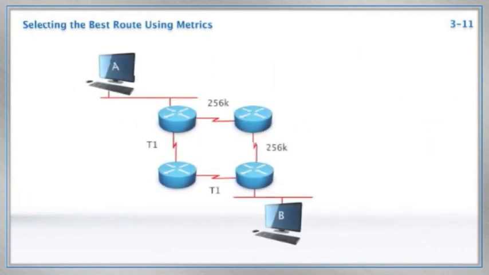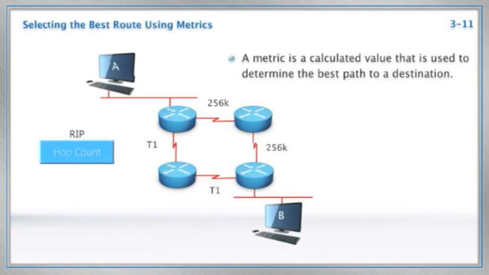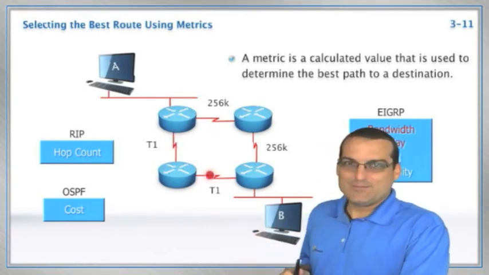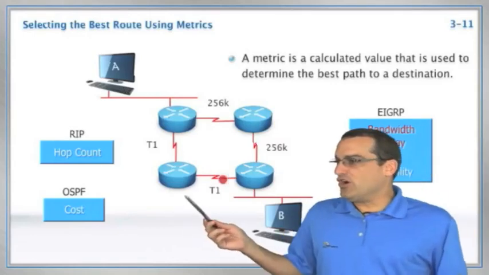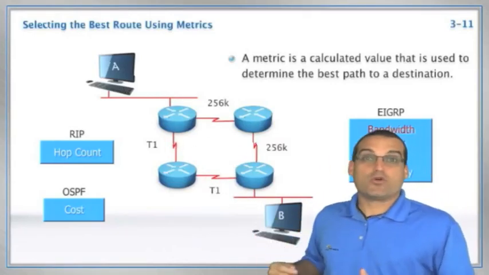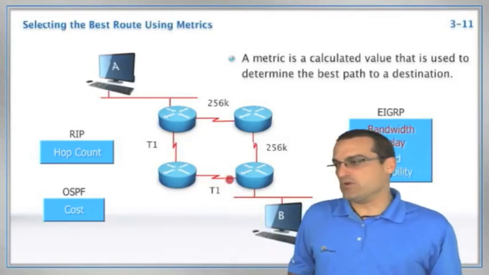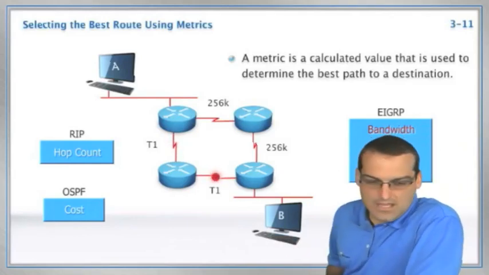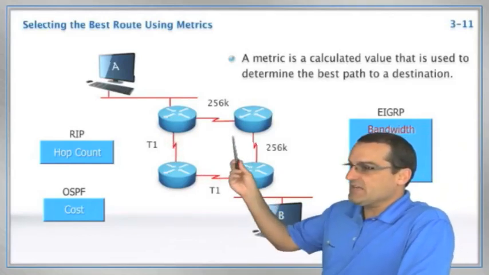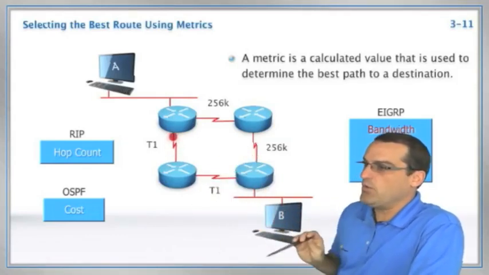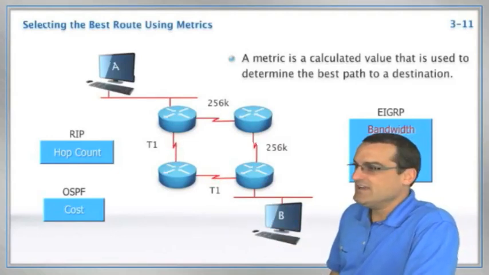Now, one of the important distinctions between all these interior gateway routing protocols is how they figure out what is the best path. We term this the metric. One routing protocol will use a specific metric or measurement when trying to figure out the best path compared to another routing protocol. For example, RIP will utilize a metric of hop count. How many hops away is a particular destination?